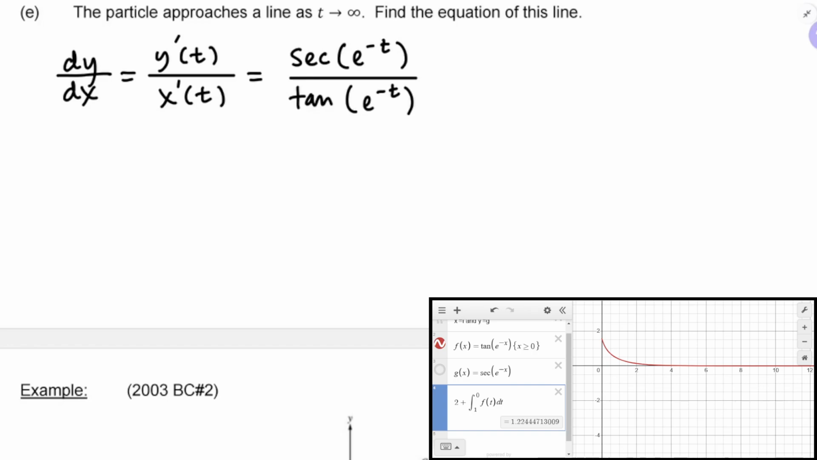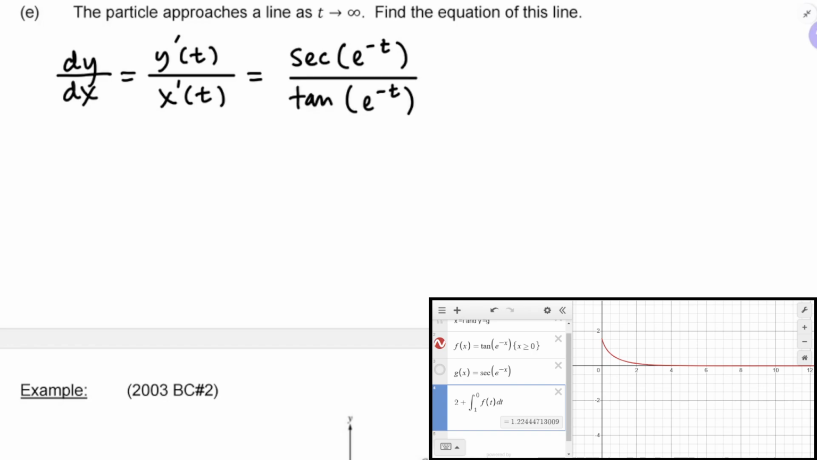And then we're going to need to consider the limit of this slope as t approaches infinity. And what I would point out about this is as t approaches infinity, e to the negative t goes to 0. So we're going towards secant of 0 divided by tangent of 0. But tangent of 0 is 0. So we've got slope going towards division by 0. And so either we're going towards 0 over 0, which would be weird. We'd have to do L'Hopital's rule or something. Or something else.